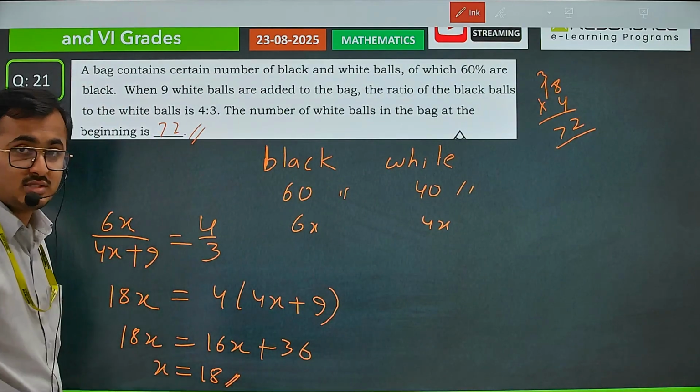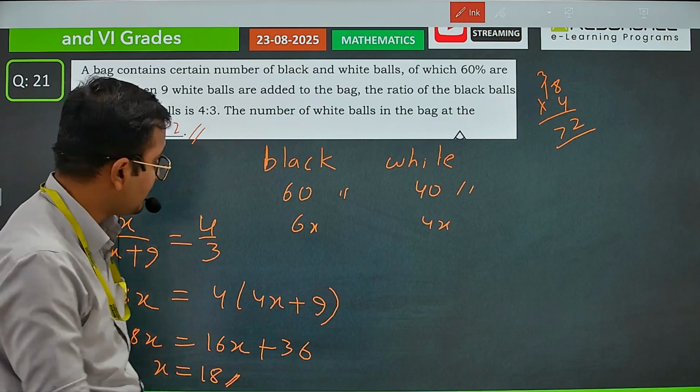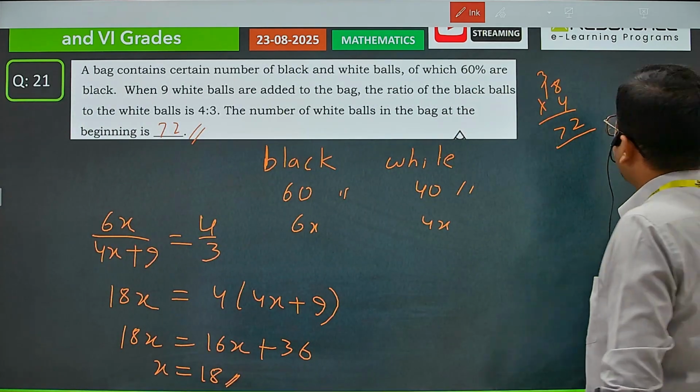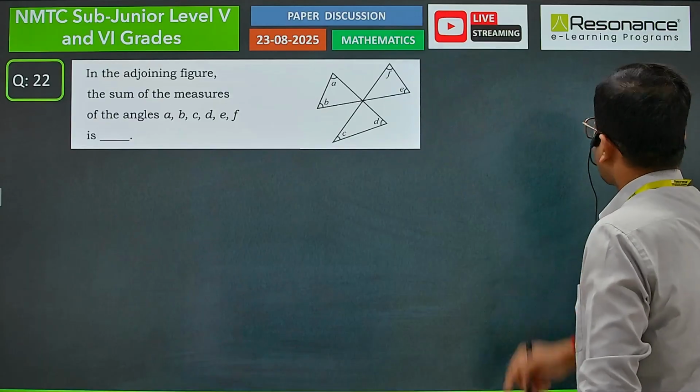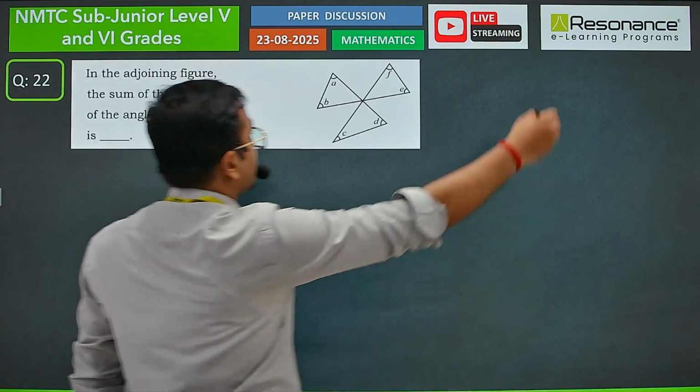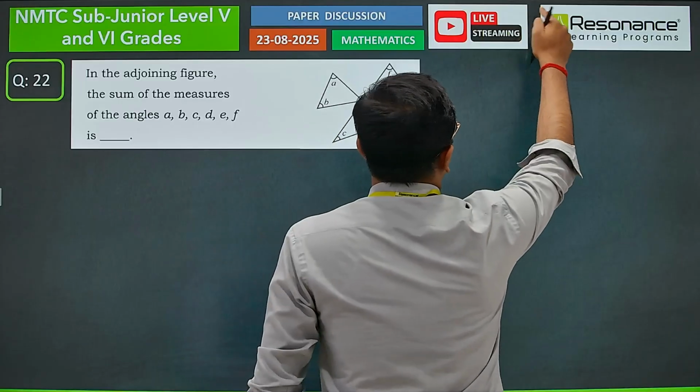72 was the initial count. Okay, we got our x value. Okay, fine. Hope it's clear. Moving to the next. Now this is much more of a logical question.